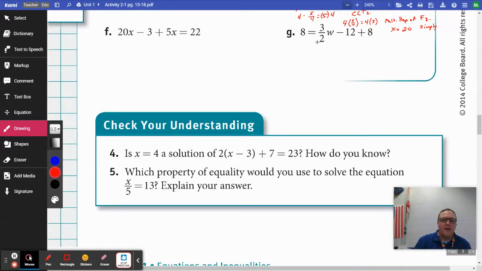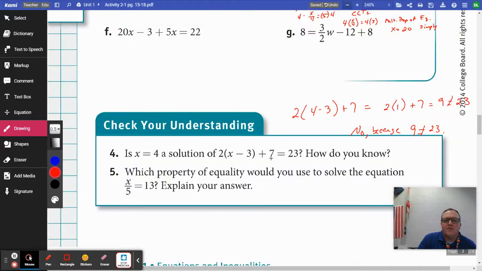So you plug this back in. Is x equals 4 a solution? So you say 2 times 4 minus 3, plus 7. That equals 2 times 1 plus 7, which is 2 plus 7, so that would be 9. Does 9 equal 23? No, it does not. So the answer is no, because 9 does not equal 23.